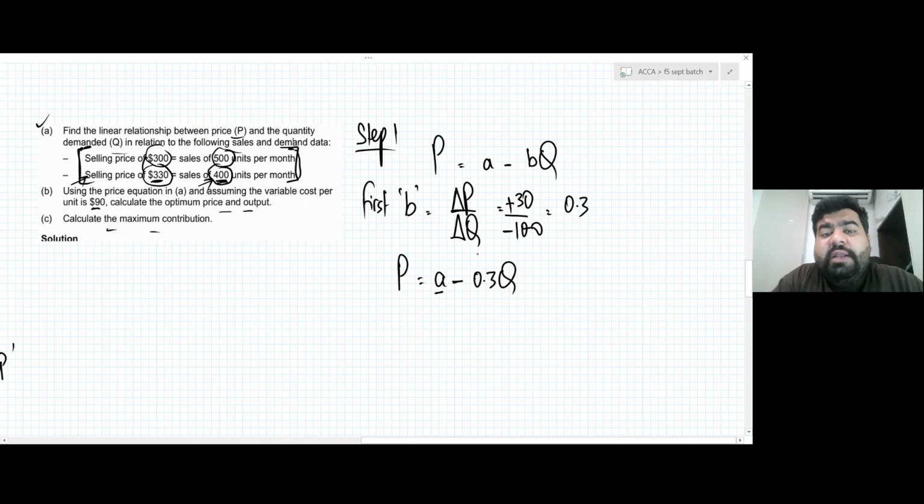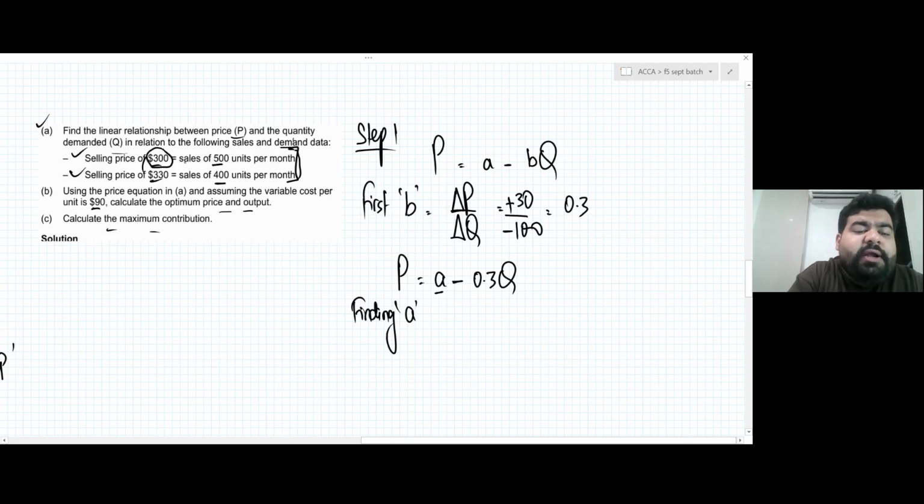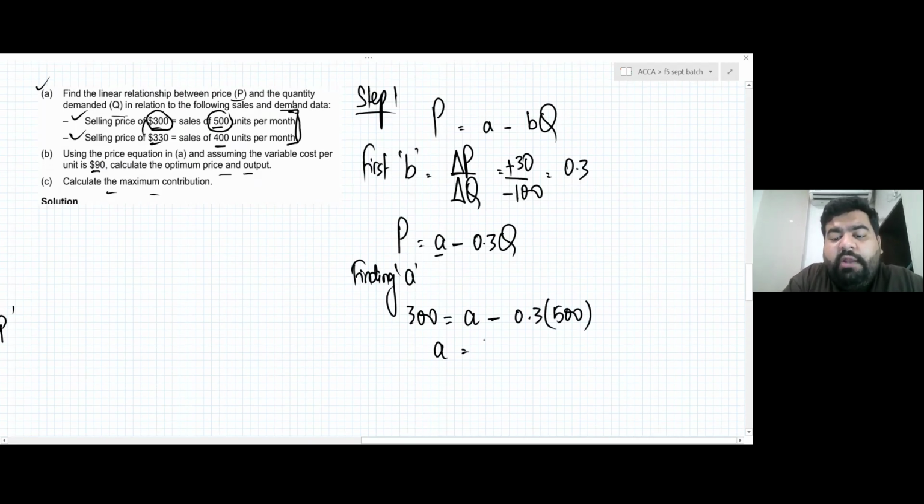How will we calculate A? See, you have two demand levels, 500 and 400, and accordingly you have the price. So you can take any one of them for the calculation of A. To find A, assuming a price of 300, the quantity is 500. So instead of P, I am writing the value: 300 is equal to A minus 0.3 times the quantity, and the quantity at 300 price is 500. From here, we'll calculate the value of A. 500 into 0.3 is 150. It is deducted here; on the other side, it will be added to 300.